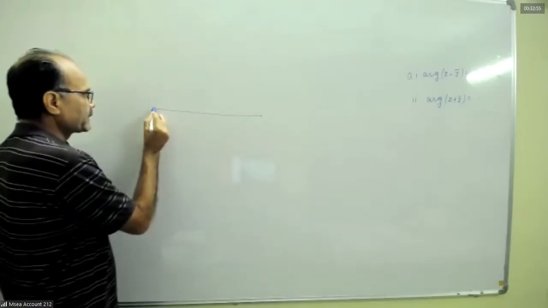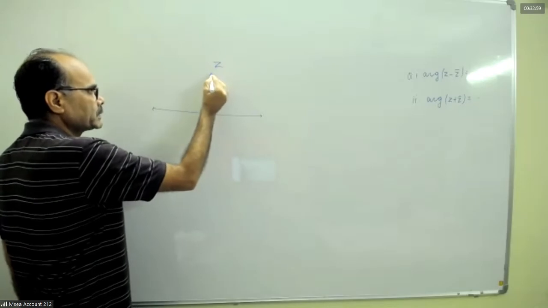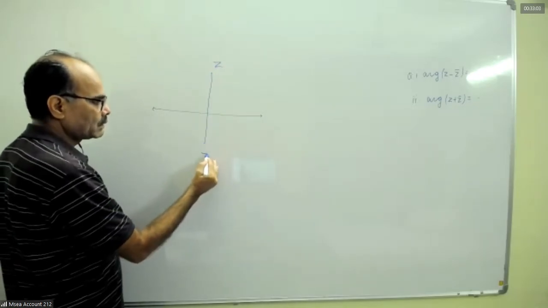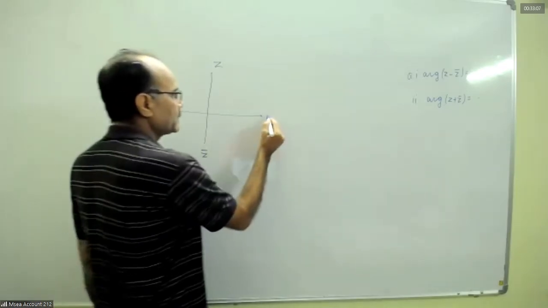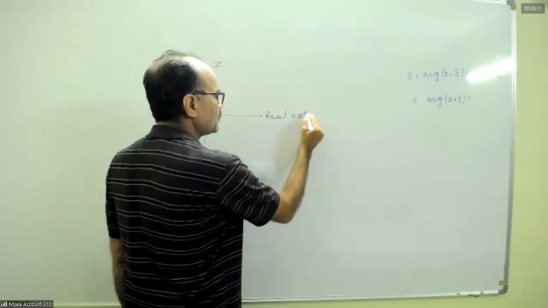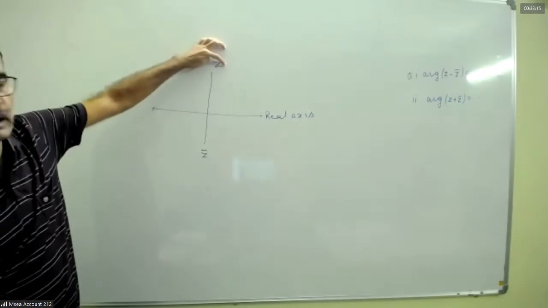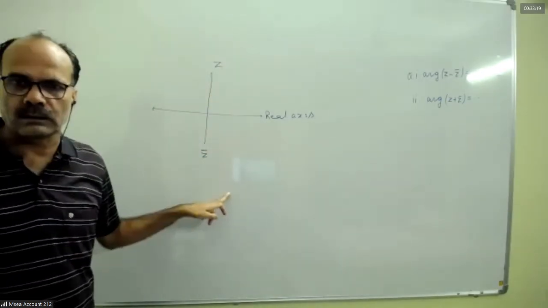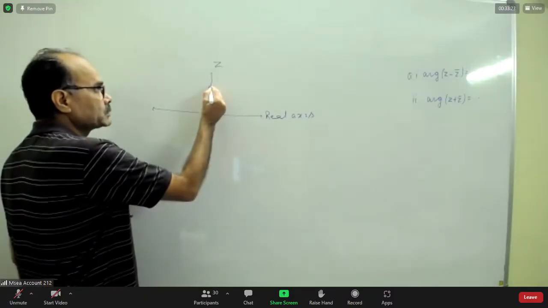If Z is above the x-axis, then Z conjugate will be below the x-axis, its mirror image about the real axis. If this is 2 plus 3i, then this will be 2 minus 3i. That is, (2, 3) and (2, -3). So Z minus Z conjugate is this vector.